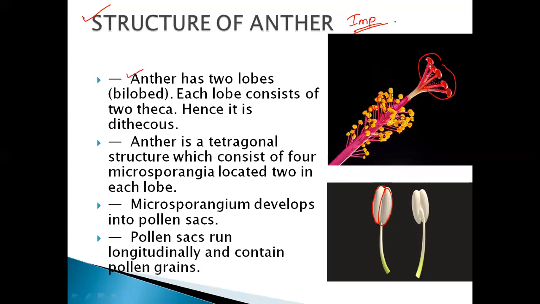Anther has two lobes, that is, it is bilobed. Each lobe consists of two theca. Two theca means, I told you yesterday, it is covering. Hence it is dithecous. Di means two. Yes or no? Anther is a tetragonal structure which consists of four microsporangia located two in each lobe.